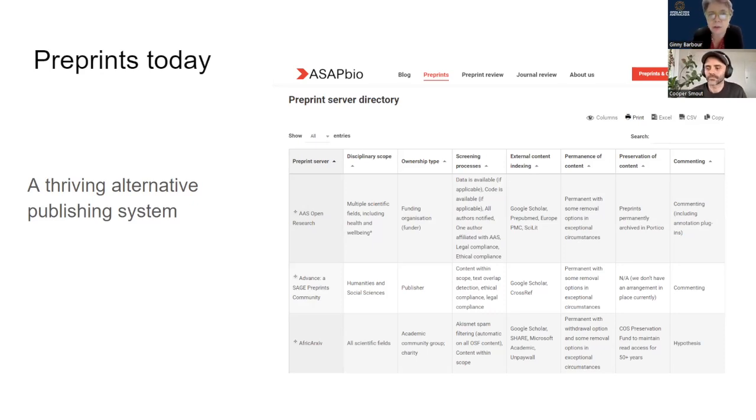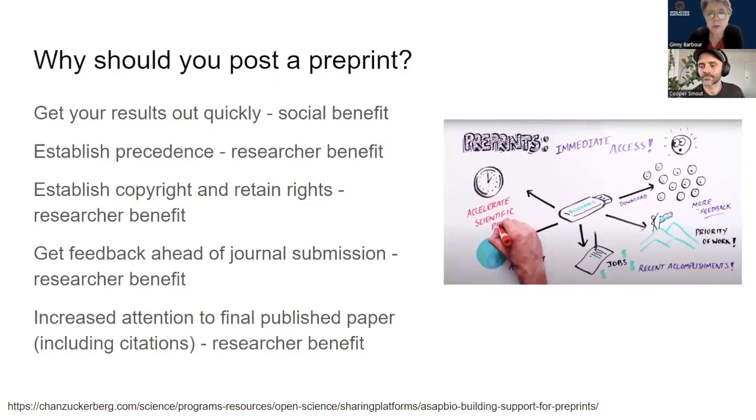So you can see there's a huge diversity and opportunity to publish preprints. So why should you post a preprint? I think that we often think that this is to do with getting a social benefit. There's a huge advantage in getting research out quickly, and I'll follow up on that in a second. But actually, most of the reasons for posting a preprint provide a benefit directly to researchers.